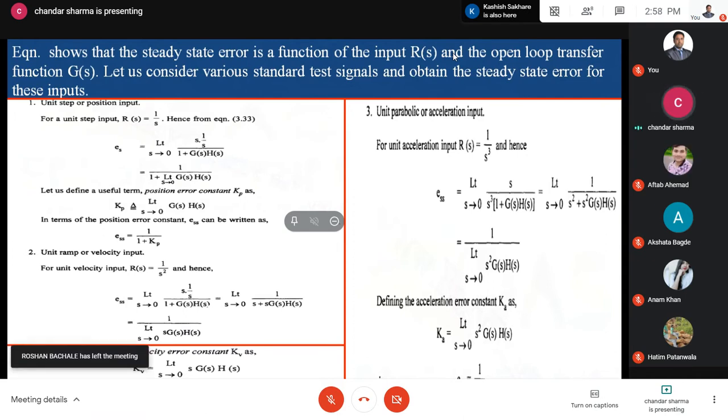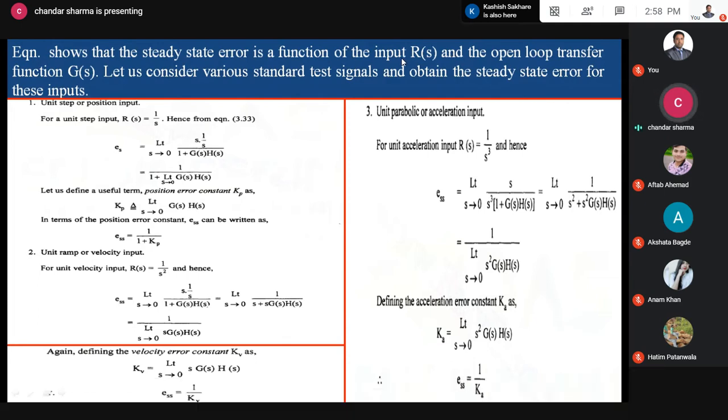The third type of input is the unit parabolic, also known as the acceleration input. The Laplace transform of that is 1 by s cube. After substituting 1 by s cube in the equation of steady state error, we get e_ss equals 1 by limit s tends to 0 of s square G(s)H(s). Here we take a new term Ka, the acceleration error constant, and its formula is limit s tends to 0 of s square G(s)H(s), so the steady state error is 1 by Ka.